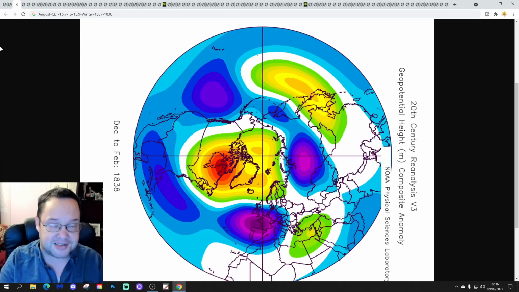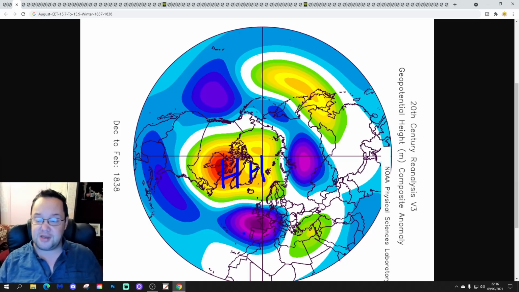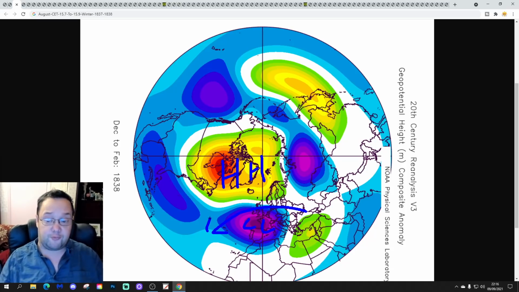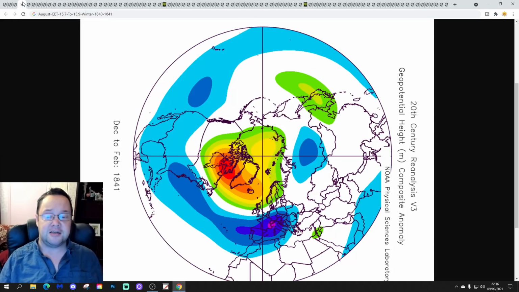The first winter that we're looking at following an August with a CT range of 15.7 to 15.9 is the winter of 1837-1838. This is it just here, with above average heights blocking around Greenland and back into the Arctic. Below average heights, low pressure across northern West Europe, and winds are in from an east or northeast direction. So we start with what looks like a cold winter there, 1837-1838.